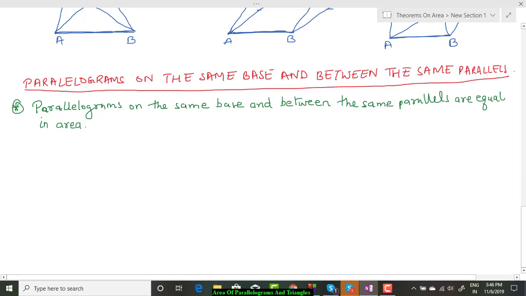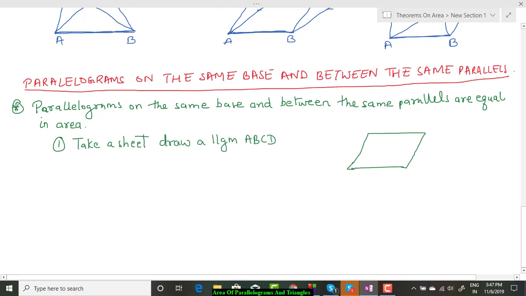So we can do an activity so that we can understand. First, we take a sheet and draw one parallelogram. What are the properties of a parallelogram? The first property: opposite sides are parallel and equal. You should keep these things in mind while drawing the parallelogram. You can draw any size parallelogram, fine. Let's mark it A, B, C, and D.